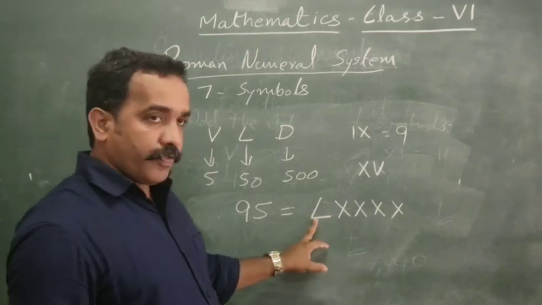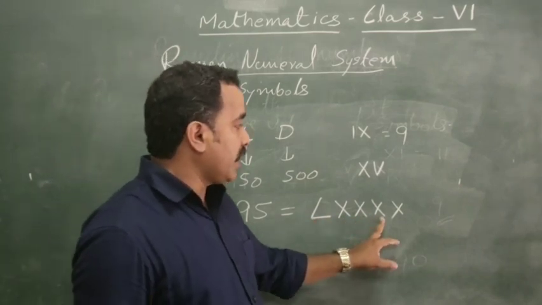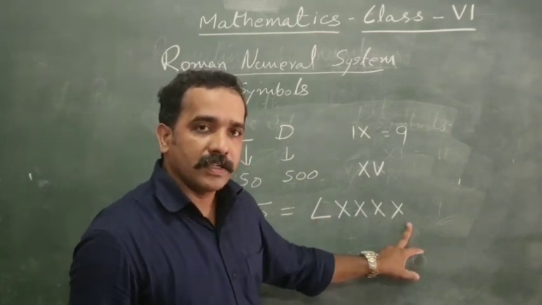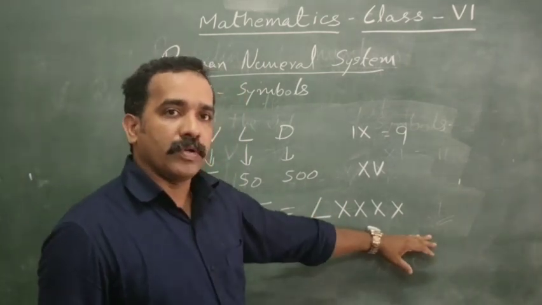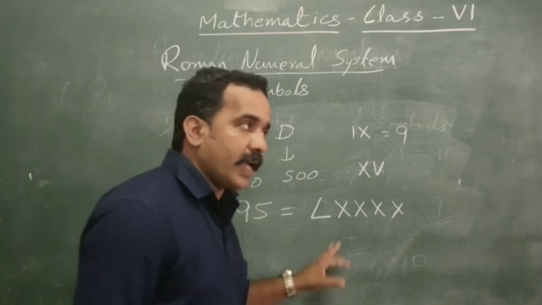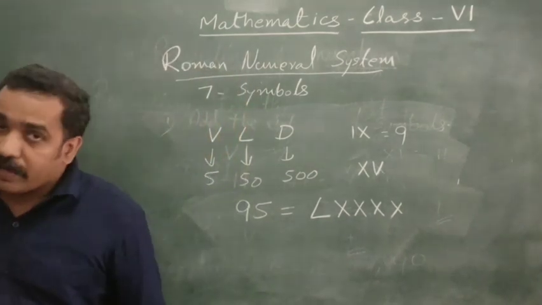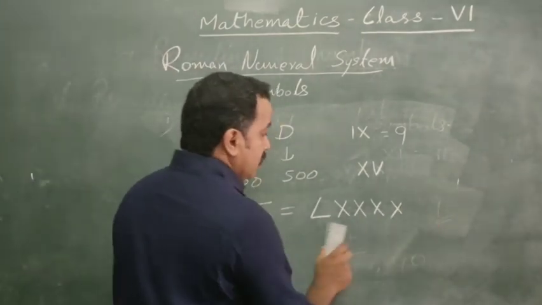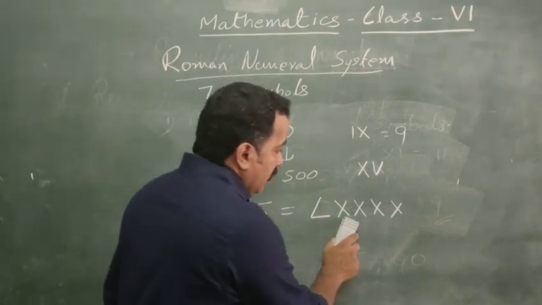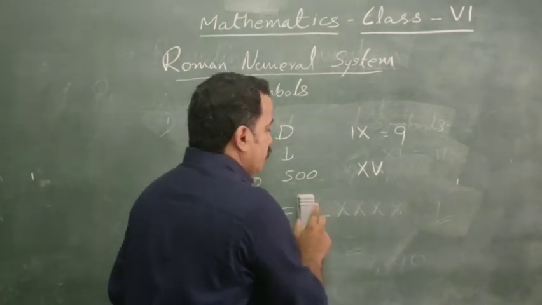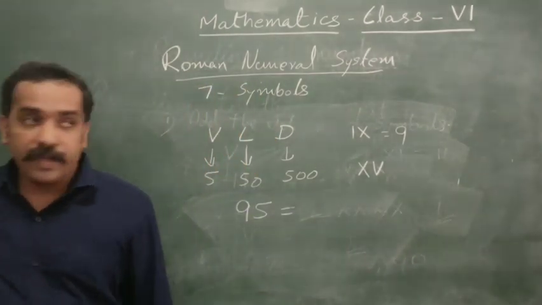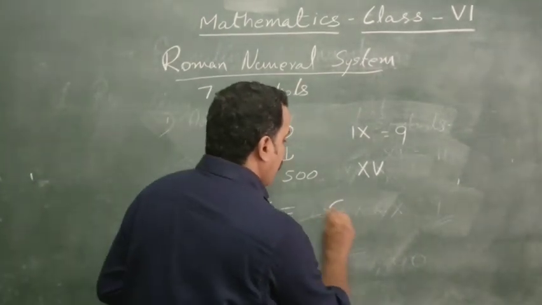L 50, 60, 70, 80, 90. Is it correct? No, it is not correct. It is wrong. If you want to write 90, 90 is actually this. Why is it wrong? Here X is repeated 4 times. So that is why it is not possible. So 90 means 100 minus 10.